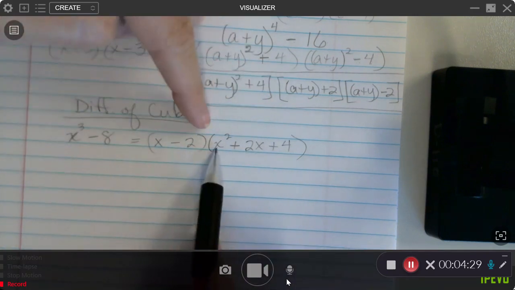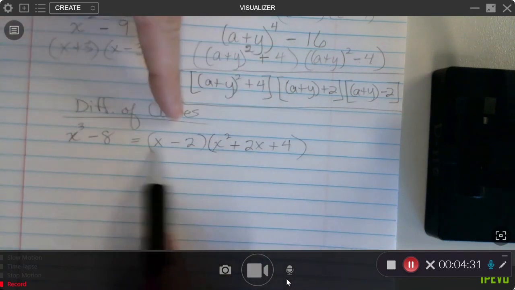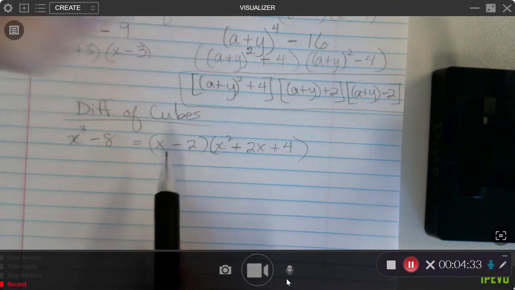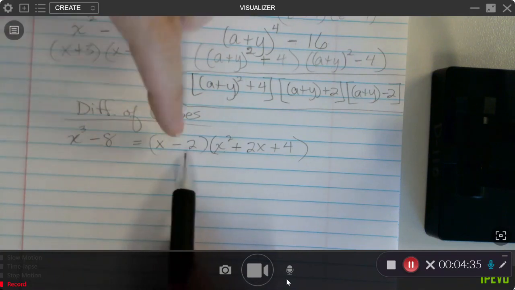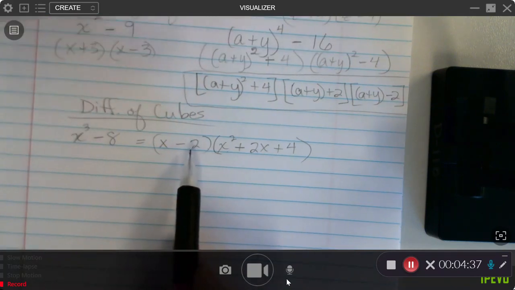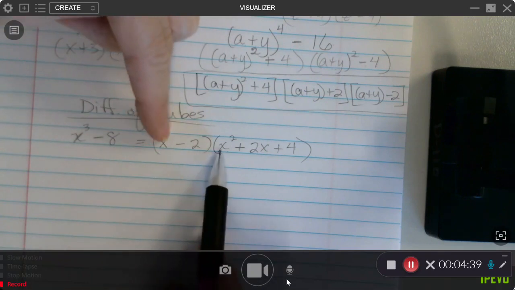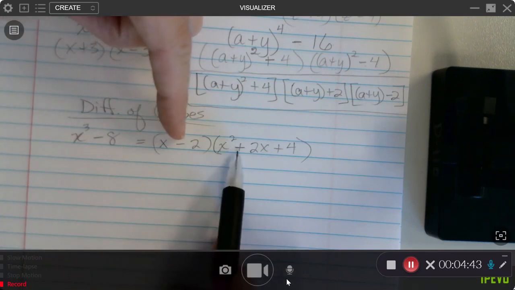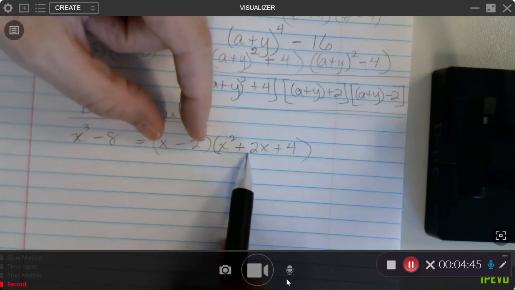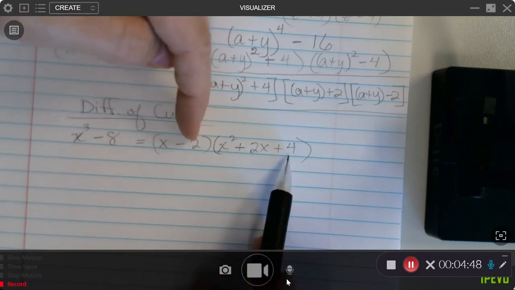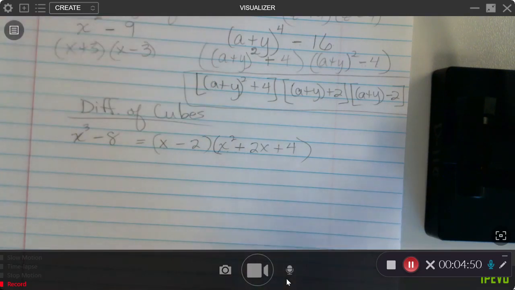So say it with me. You take the cubed roots and you put them down. Square the first. Say it. Square the first. Change the sign. Multiply them together and square the last. That's the way you do it if you want to do it fast.